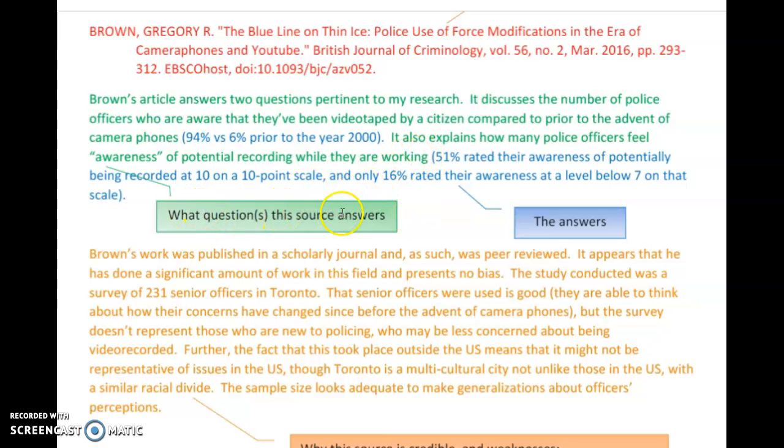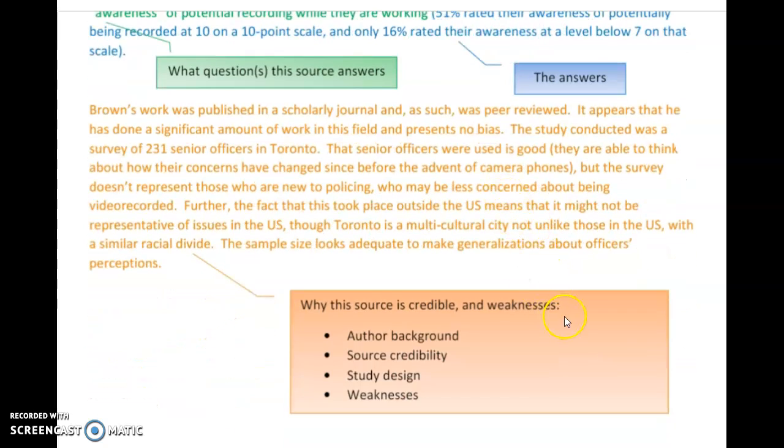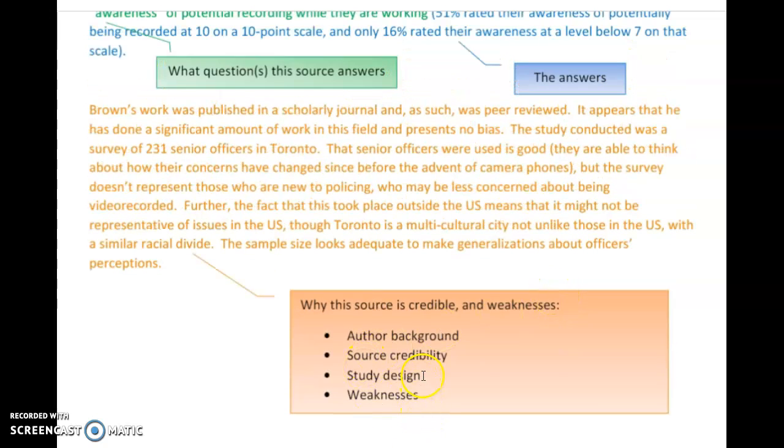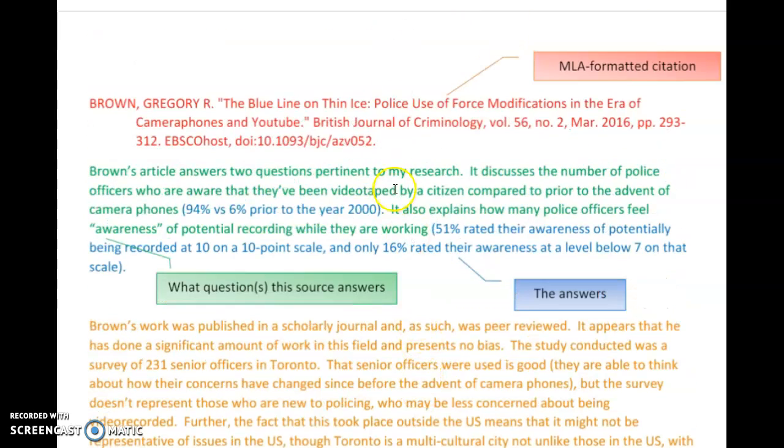What research questions is this source answering? What are the answers? And then we've got this helpful explanation of credibility. What makes you think this is a credible source? And what are the weaknesses in it? I really want you to think through what are the potential weaknesses in this source. I've color-coded it. You don't need to indicate what's what. I just am doing this for your sake.